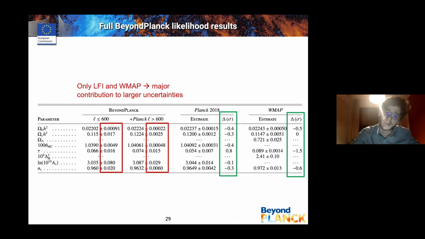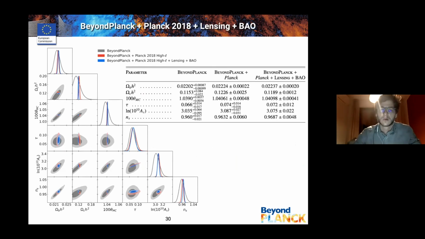On the other hand, we have larger errors, but the major contribution to these larger uncertainties comes from the fact that we are using only LFI and WMAP. So we are not using HFI channels for estimating these parameters. Moreover, there is also a run adding lensing and BAO to be consistent with what has been done within Planck. So nothing but showing that it is possible to do that.